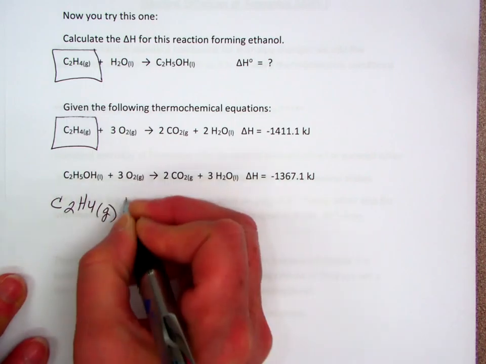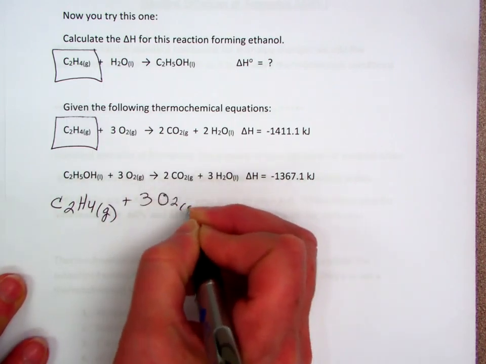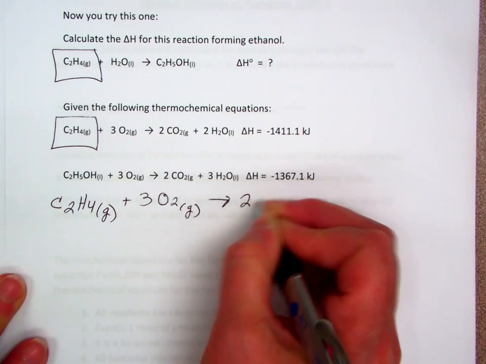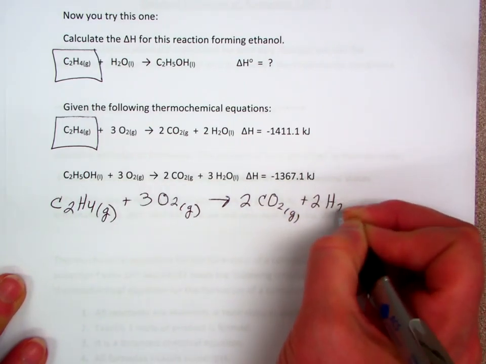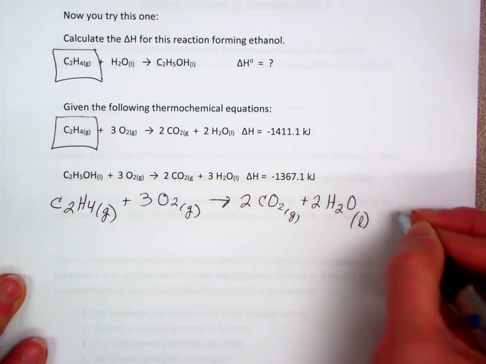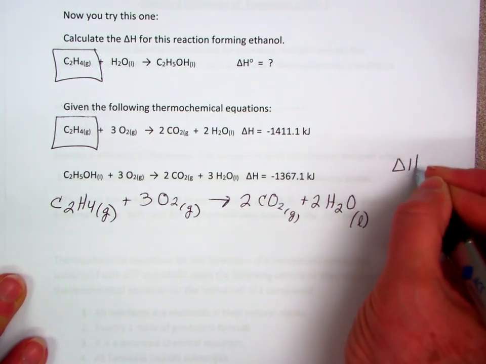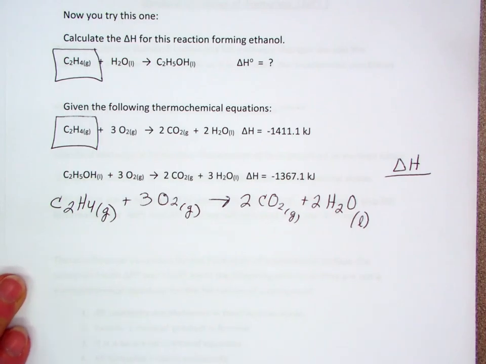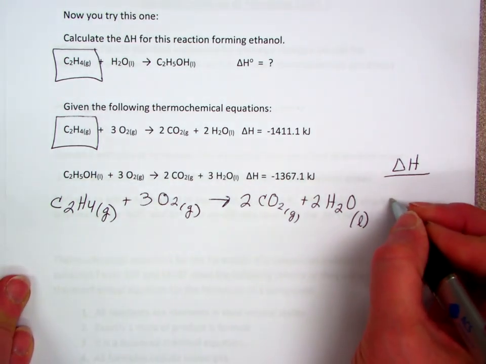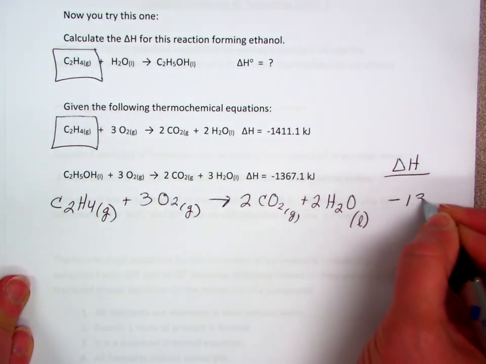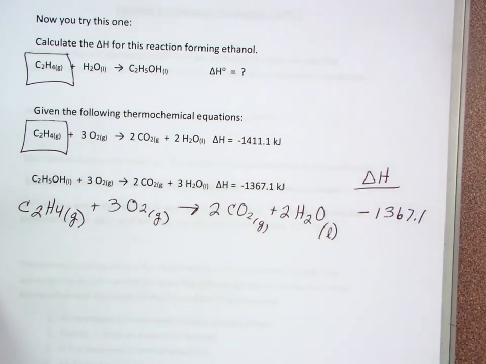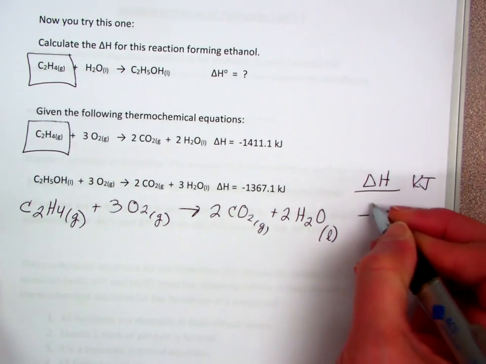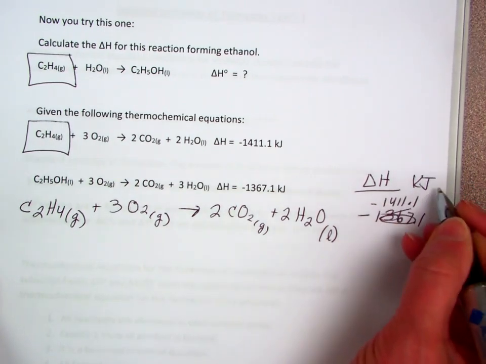C2H4 gas plus 3 O2 gas yields 2 carbon dioxide gas plus 2 liquid water. It's important when you're looking at things like water that you always make sure it is the right physical state. If it's water liquid or water gas, you'll see both of those. So my delta H was negative 1367.1. That's the wrong one. It's negative 1411.1 kilojoules.